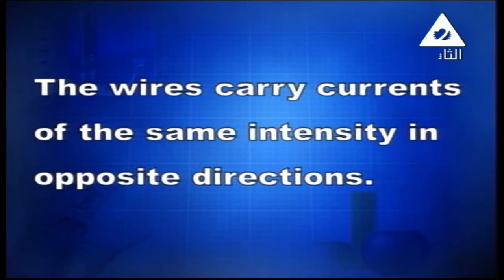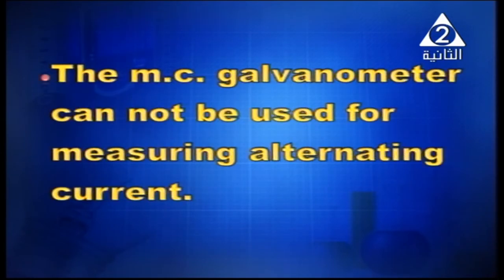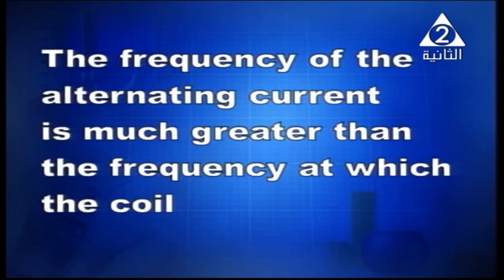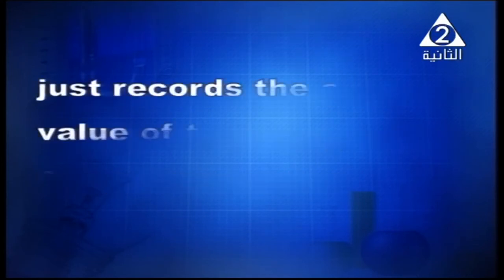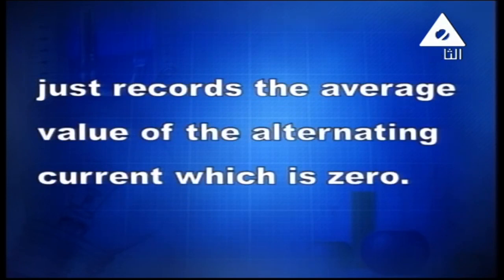Another give reason: the moving coil galvanometer cannot be used for measuring alternating currents. This is a very important give reason. The frequency of the alternating current is much greater than the frequency at which the coil can oscillate because of its inertia. Consequently, the galvanometer just records the average value of the alternating current, which is 0.